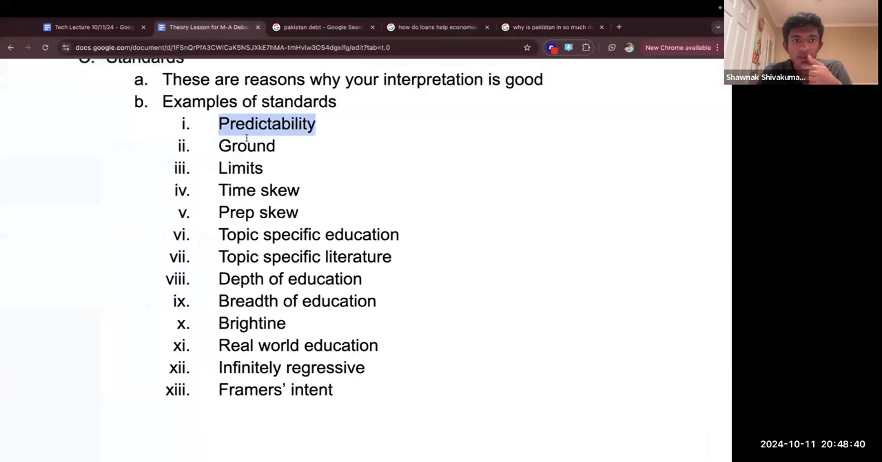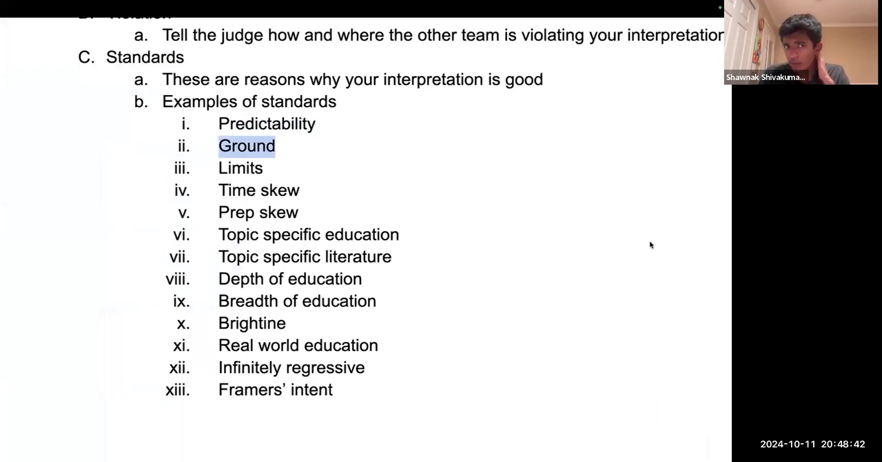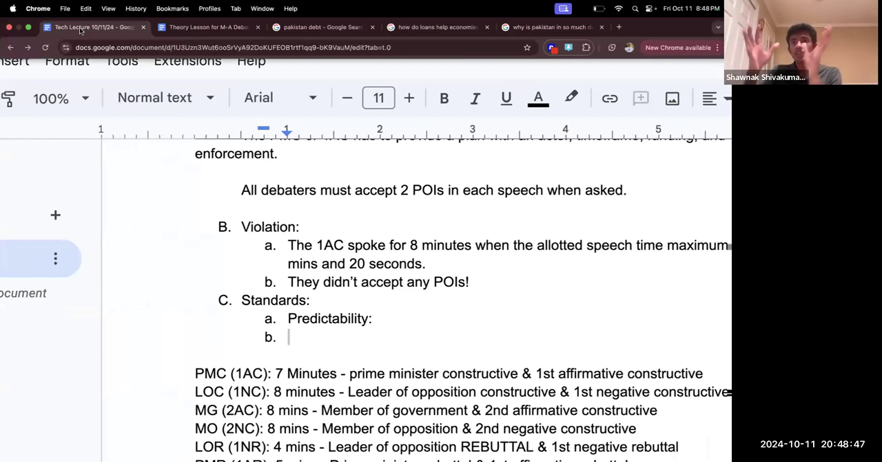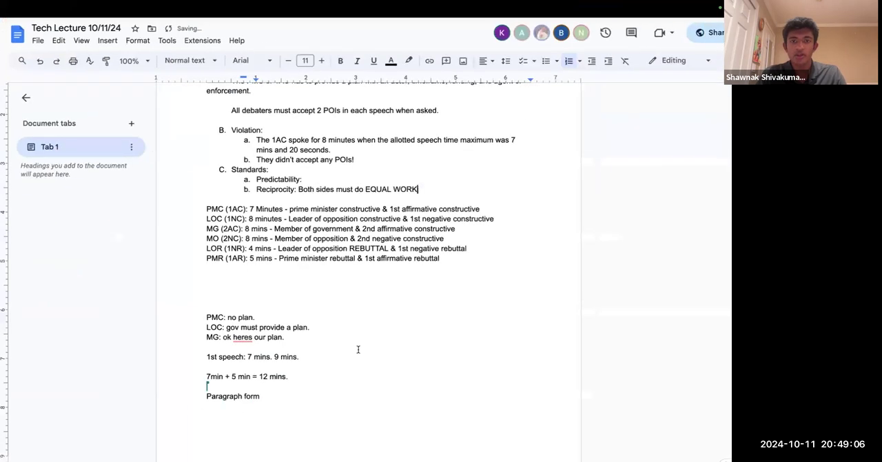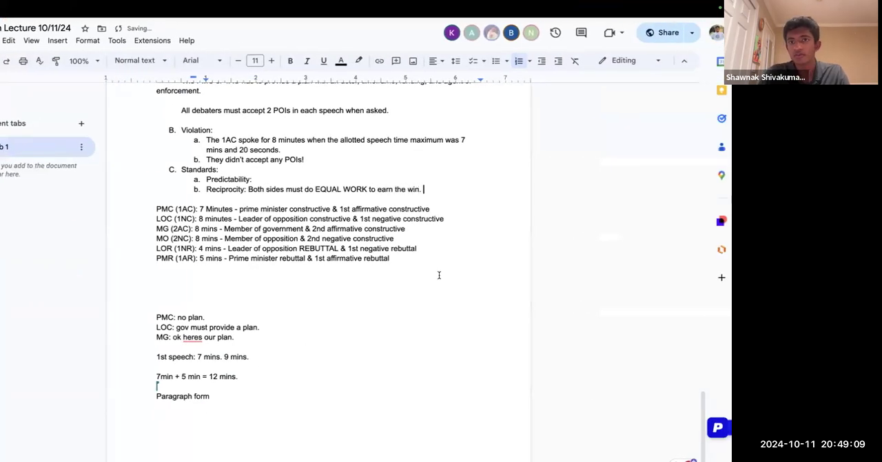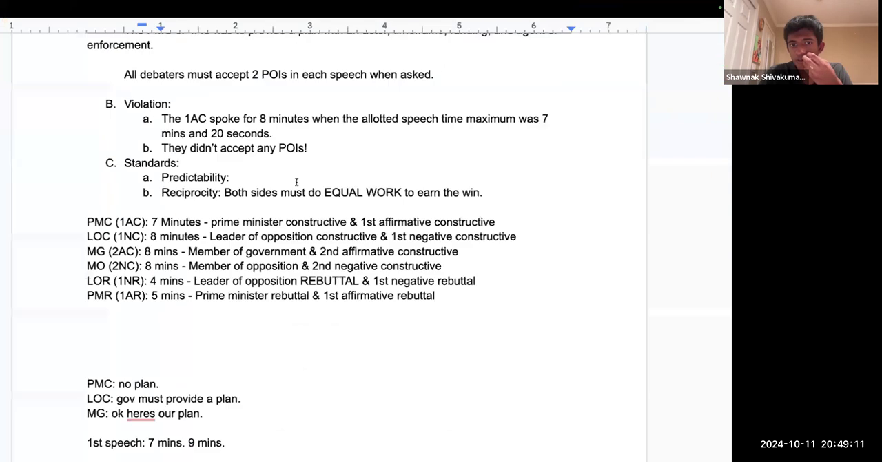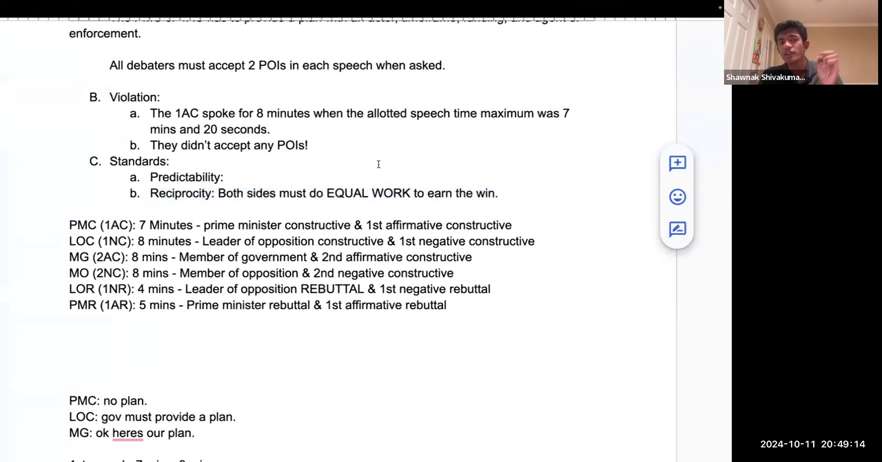Okay, another standard, ground. Once again, we kind of established what ground was before, but effectively it's the amount of space each side has to work with, right? If one side has very, very small space to work with, and the other side has much more space, that's kind of unfair. Another important standard is reciprocity, which is the idea that both sides must do equal work to earn the win. Does everyone get this? Can somebody give me an example of reciprocity?